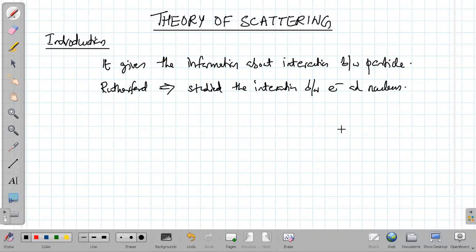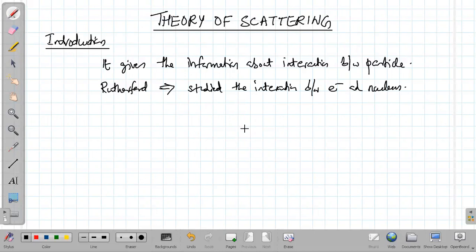Not only does it give the information about the interaction, we also get the information about the constituent particles inside the target. For example, what are the constituents of the nucleus? A nucleus may contain neutrons and protons, and what are the constituents of the proton? So, the discovery of quarks. So not only the interaction, but also the information about the constituent particles can be obtained from the study of the scattering phenomena.